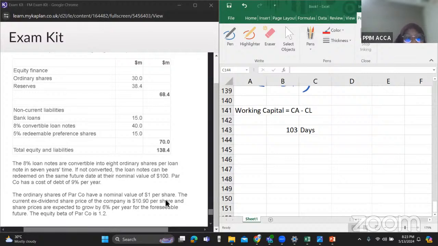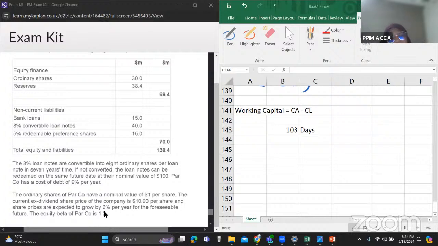But suppose they give you something called a cum div, meaning cumulative of dividend. Then from the share price you have to deduct the dividend figure to get the ex-dividend share price. Remember that whatever equation you're using, you can't use a cum div share price. You have to use the ex-div share price. Suppose you have cum div, you have to deduct the dividend for that particular year to arrive at ex-div.